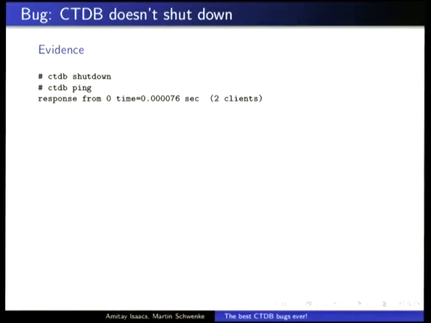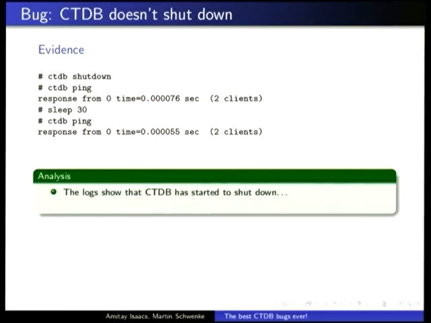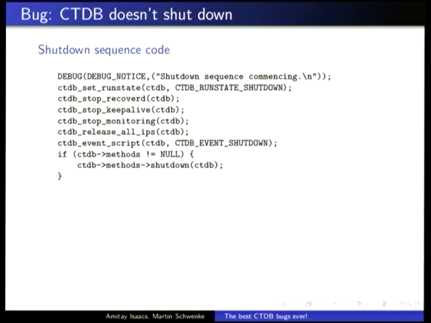So we've got the CTDB shutdown command, and it's meant to shut down CTDB. So what goes wrong? We do CTDB shutdown. We run CTDB ping, and it says, yep, still there. We wait 30 seconds. We ping it again. Still here. Oops. So when we look in the logs, yeah, the message got there. It started shutting down. It got up to somewhere, but it never finished.